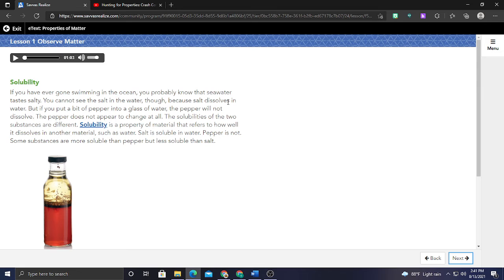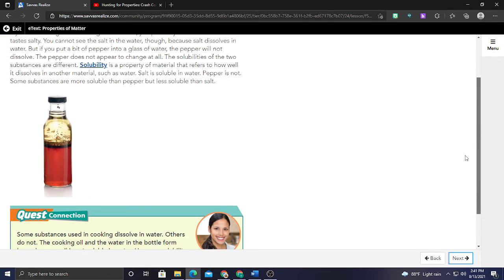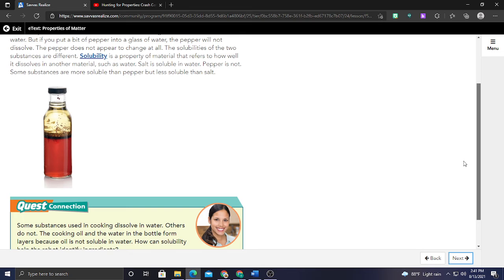Then we have solubility. If you have ever gone swimming in the ocean, you probably know the seawater tastes salty. You cannot see the salt in the water, though, because salt dissolves in water, but if you put a bit of pepper into a glass of water, the pepper will not dissolve. The pepper does not appear to change at all. The solubilities of these two substances are different. Solubility is a property of material that refers to how well it dissolves in another material, such as water. Salt is soluble in water, pepper is not. Some substances are more soluble than pepper, but less soluble than salt.